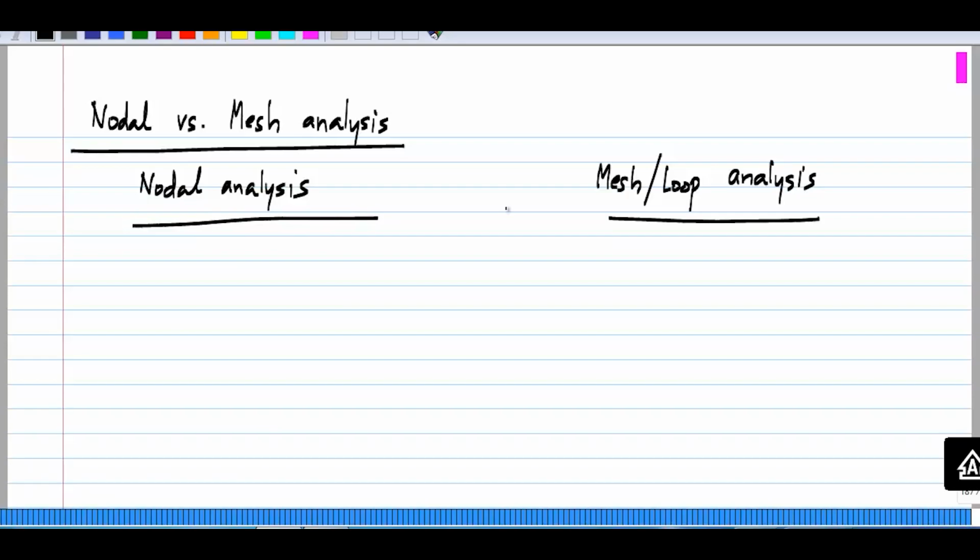In general, my personal preference is for nodal analysis. This is because typically, first of all, it's very easy to identify nodes. You know that you have a circuit with n nodes and they're all right there for you to see, right? Whereas it's a little more complicated to identify loops which are independent.